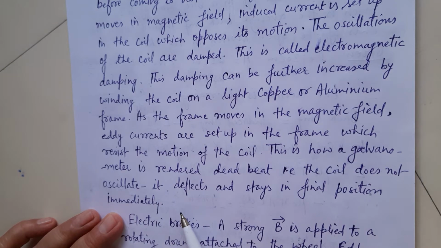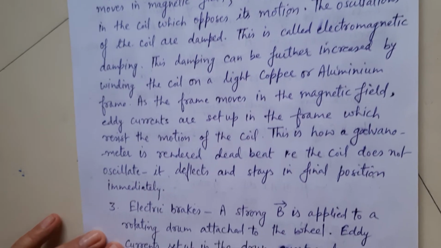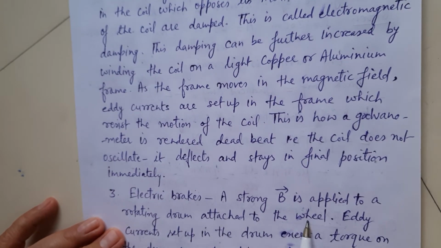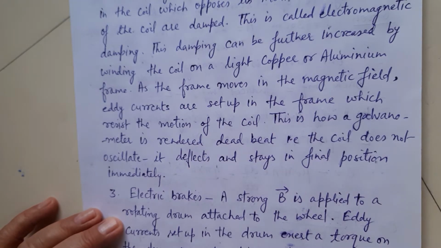So it depends upon the need whether we want to reduce eddy current or whether we want to make use of it. In electric brakes also, because it is in the opposite direction, it can be used as a brake. A strong magnetic field is applied to a rotating drum attached to a wheel. Eddy currents set up in the drum exert a torque on the drum so as to stop the train. So when current can produce this type of motion, then induced current can also produce anti-clockwise motion. So it can be used as a brake also.